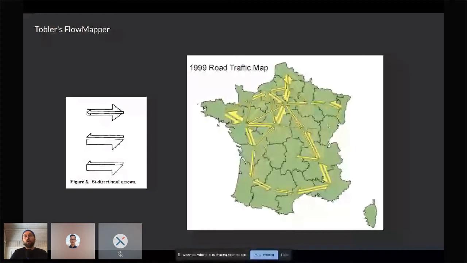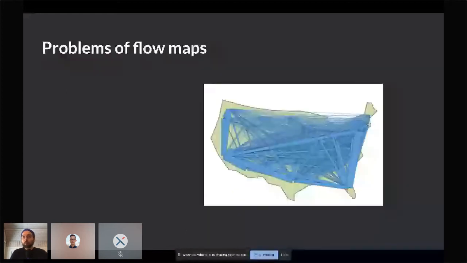He also discusses the issues of flow maps. The most pressing one is the visual clutter. If we draw many lines which are overlapping, it becomes difficult to read them, the flow maps.